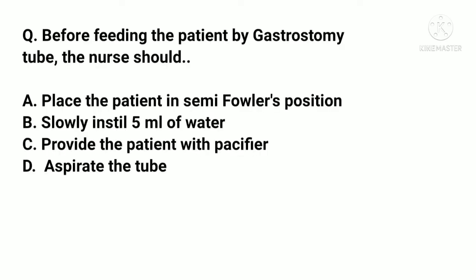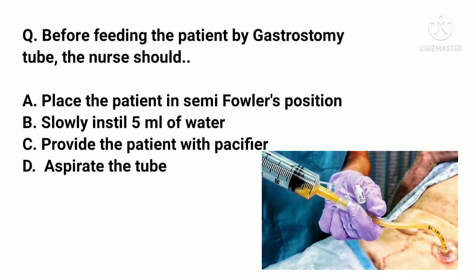Before feeding the patient by gastrostomy tube, the nurse should A. Place the patient in semi-Fowler position. B. Slowly instill 5 ml of water. C. Provide the patient with pacifier. D. Aspirate the tube. And the correct answer is D. Aspirate the tube.